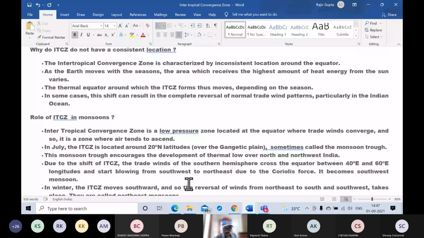As we have talked, the ITCZ is a low pressure zone located at the equator where the trade winds converge. The north and south hemisphere trade winds are converging. It is a zone where air will tend to ascend after converging. So in July, the ITCZ is located around 20 degrees north latitude and is called the monsoon trough. This will encourage the formation of thermal lows over north and northwest India, the formation of monsoons in India.